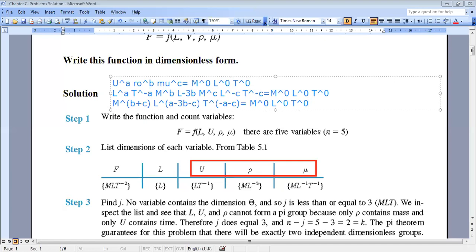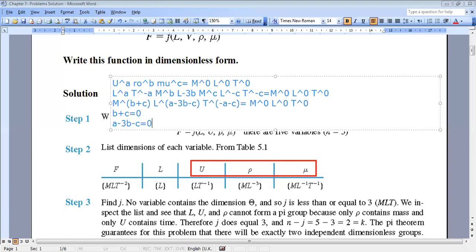Now, the next step: I want to try to find A, B, C. This will give me three equations. The first equation is B plus C, the coefficient of M, equal to 0. The second equation: A minus 3B minus C equals 0. And the third relation is -A minus C equal to 0. So this is my system. I want to make sure whether I can find A, B, C satisfying this system.